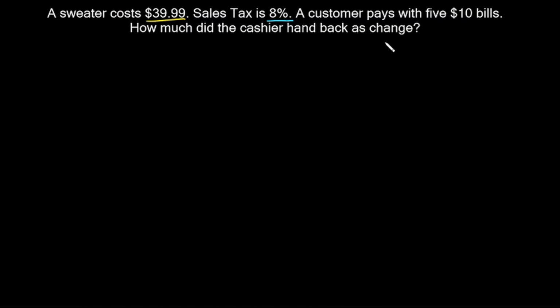So if we're looking for change, then the first logical step is to calculate the total amount the customer is going to be paying, and then we can subtract that from how much the customer actually pays. So to do that, we take our price, which is $39.99, and then to calculate tax, well, if tax is 8%, then we could just multiply by 8%, but as a decimal. So 8% as a decimal is going to be 0.08. But this is just going to give us tax, and we need the total amount.